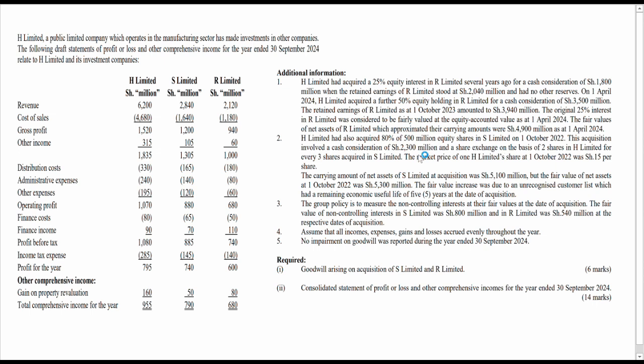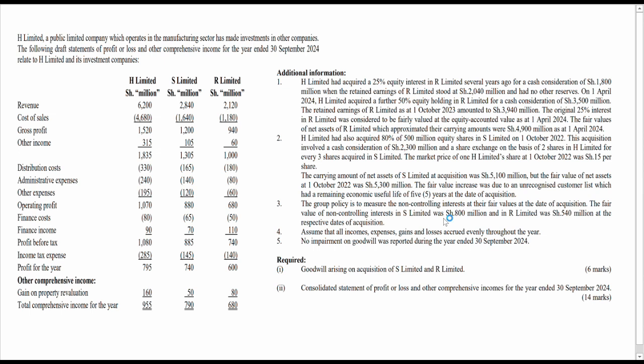H Limited had also acquired 80% of 500 million equity shares in S Limited on 1st October 2022. This acquisition involved a cash consideration of 2,300 million and a share exchange on the basis of 2 shares in H Limited for every 3 shares acquired in S Limited. The market price of 1 H Limited share at 1st October 2022 was 15 shillings per share. The carrying amount of net assets of S Limited at acquisition was 5,100 million, but the fair value of net assets at 1st October 2022 was 5,300 million. The fair value increase was due to unrecognized customer lists, which had a remaining economic useful life of 5 years at the date of acquisition.